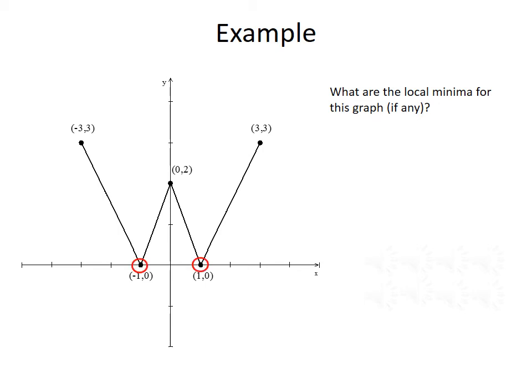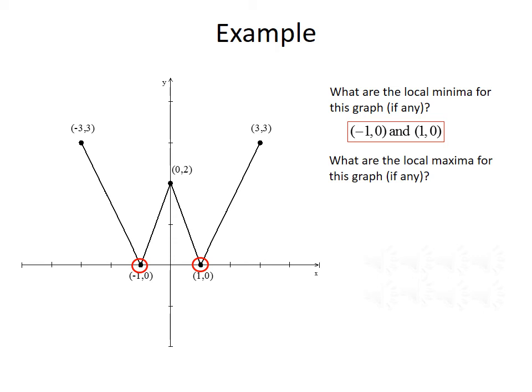The point -1, 0 is smaller or lower than neighbors on both sides, and the point 1, 0 is also smaller or lower than its neighbors on both sides. So our local minima are the points -1, 0 and 1, 0.